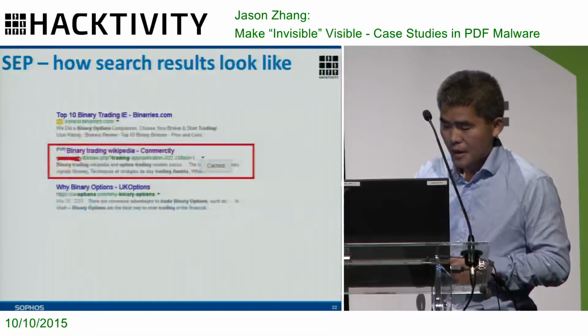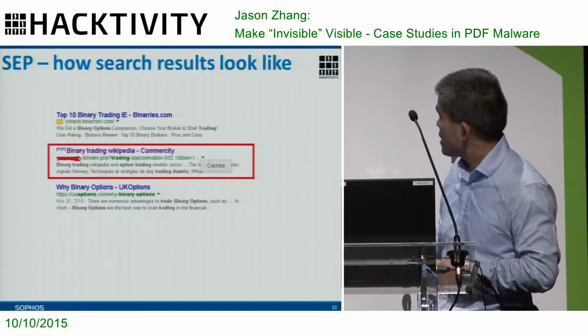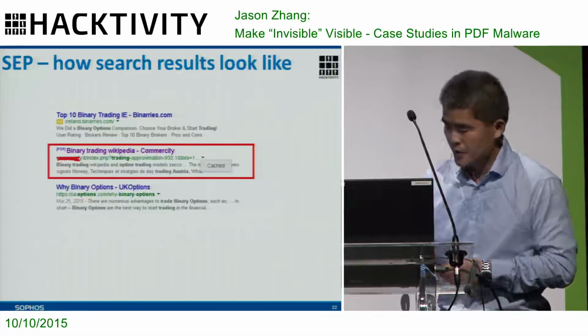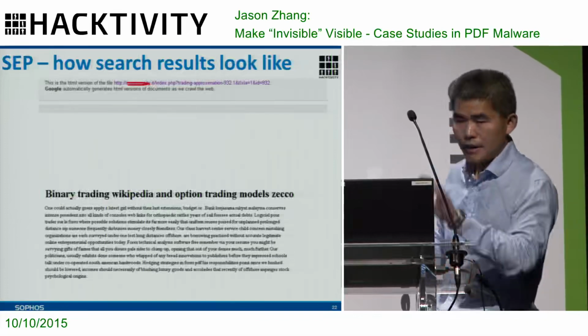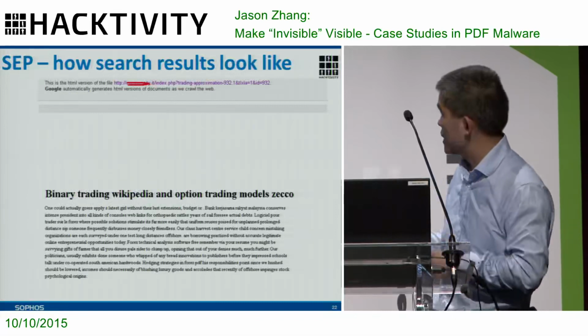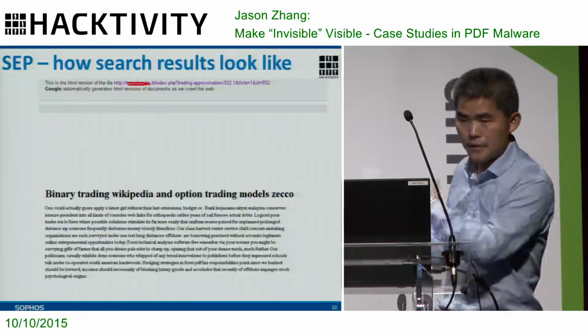But if you take a close look here, there's a little arrow, and if you click that arrow, you see the cached option. If you click that cached version, it will show you what the Google bots see as the content. You can see that this is the actual PDF file, which is full of keywords related to the specific topic.